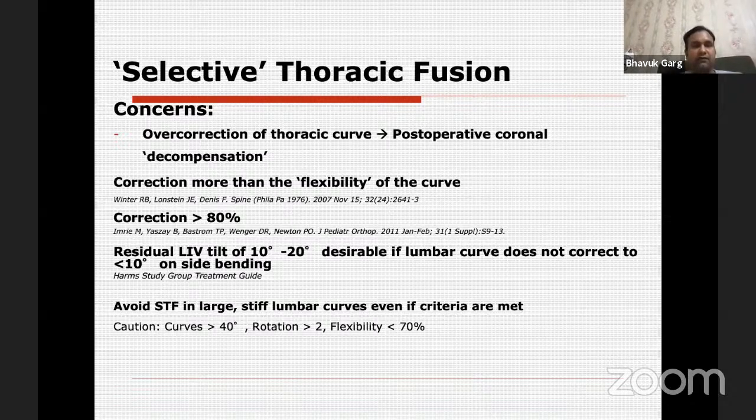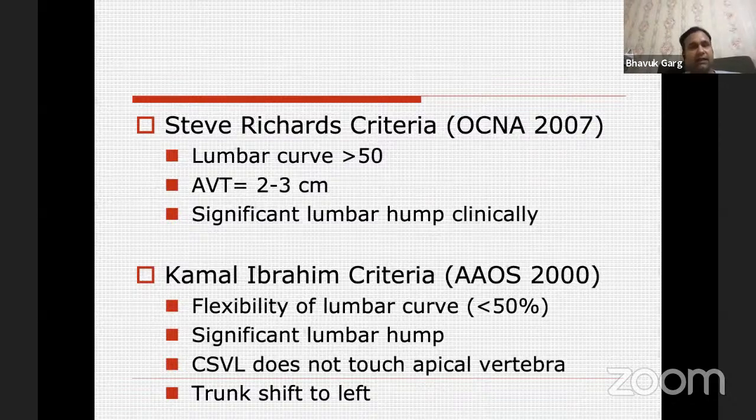And avoid selective thoracic fusion in large stiff lumbar curves, even if your criteria are met. So for curves more than 40 degrees, rotation more than 2, Nash-Moe grade 2 or more, and flexibility less than 70 percent, avoid selective thoracic fusion in these. There are various criteria in the literature.